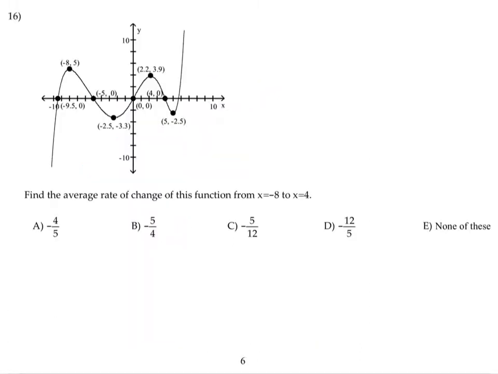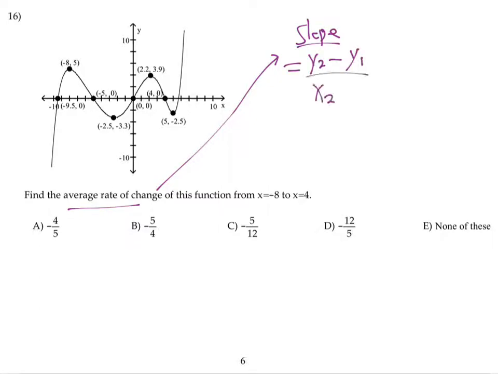16. Find the average rate of change of this function. So same kind of thing. Average rate of change, what is it? It's slope, which is y2 minus y1 over x2 minus x1. So they say from x is -8 to +4. Let's find those points. Here's one of them. This is 1 point, x is -8. And +4, where's that? Oh, right here.